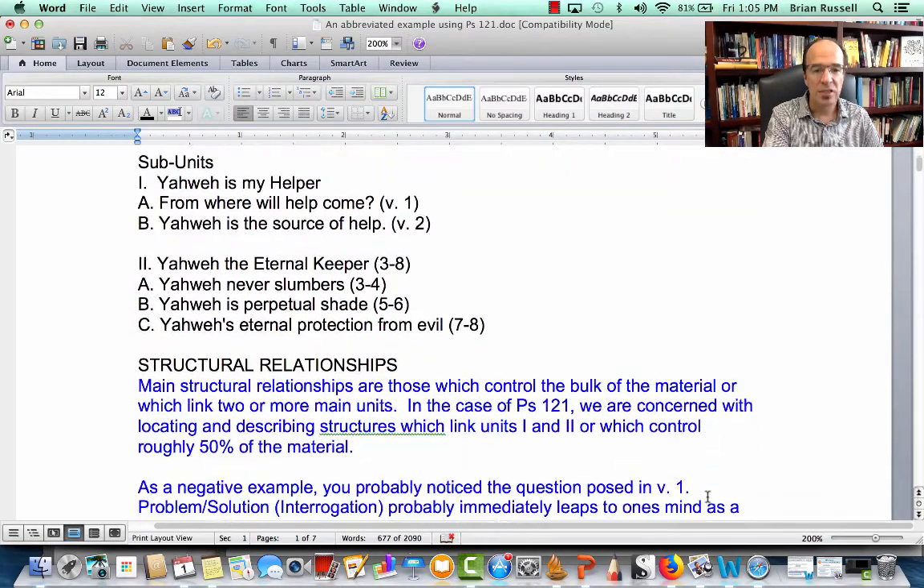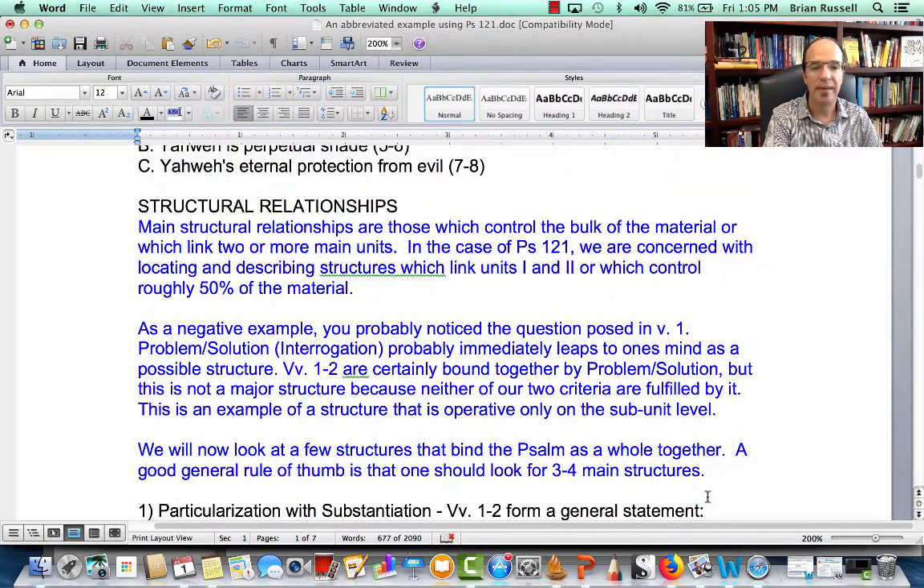All right, welcome back. Let's look at some structures. Again, the 50% rule. And as a negative example, many of you probably said problem solution because verse 1 asks a question. But notice that verse 2 is the answer, but that's not a major structure because it doesn't meet either of the two criteria. It doesn't connect units because verses 1 and 2 are self-contained, and verses 1 and 2 together are only 25% of the whole psalm, so it's not a major structure.